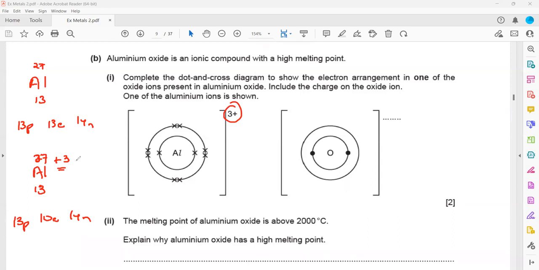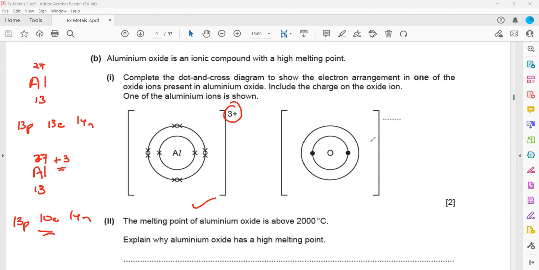The question is, we have to complete a dot and cross diagram for aluminum and oxygen. So aluminum is already done with 10 electrons arranged: first shell 2 and second shell 8. We have to complete it for oxygen.